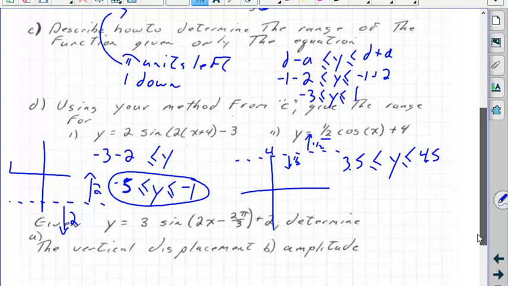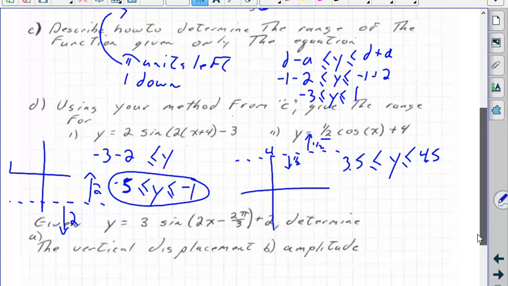So we are just applying moves to a new graph that has some interesting terminology, but it's still everything that we learned in the transformation unit. Now we just have to apply that to finding domain and range. Well, for range, I should say. Domain is always all real numbers.